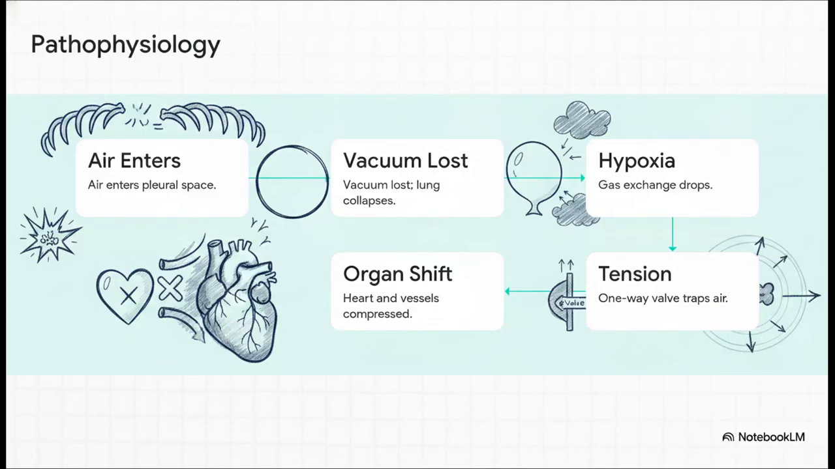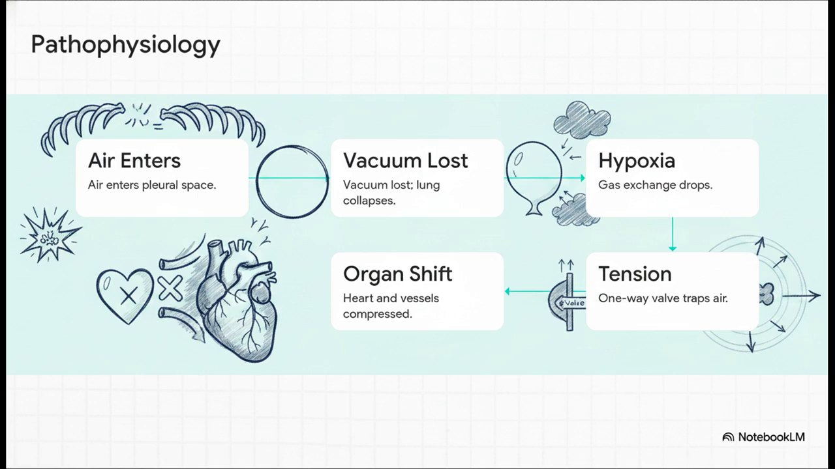So let's build this cascade of disaster step by step. Think of it kind of like a domino effect. Step 1, air sneaks into the pleural space, maybe through a chest wall injury or a ruptured bleb. Step 2, that absolutely vital negative pressure vacuum is lost, and the lung just collapses like a deflating balloon, which leads to Step 3. With way less lung volume, gas exchange plummets and hypoxia sets in.